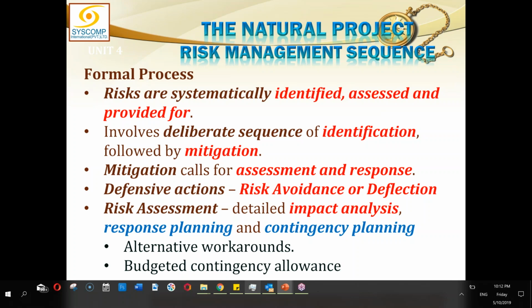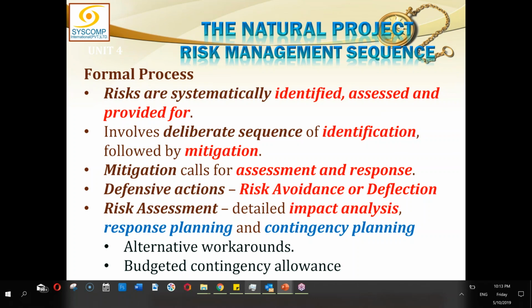It involves a deliberate sequence of identification followed by mitigation. Mitigation is again planning, but in mitigation you come up with the solutions, with your responses. But I'm not really going to go as far as the mitigation right now. Right now, I'm more concerned about proper identification and thorough assessment.